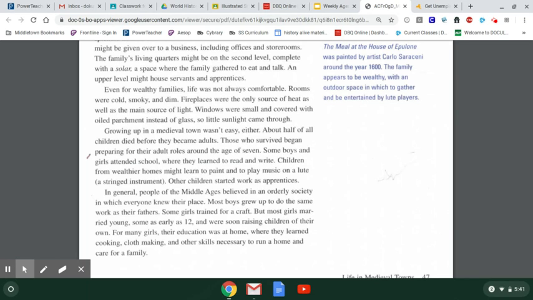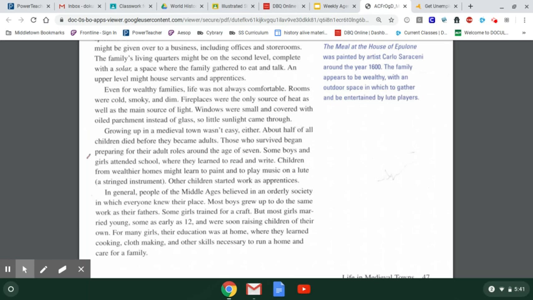Some boys and girls attended school where they learned to read and write. Children from wealthier homes might learn to paint and to play music on a lute, a stringed instrument. Other children started work as apprentices. In general, people of the Middle Ages believed in an orderly society in which everyone knew their place. Most boys grew up to do the same work as their fathers.